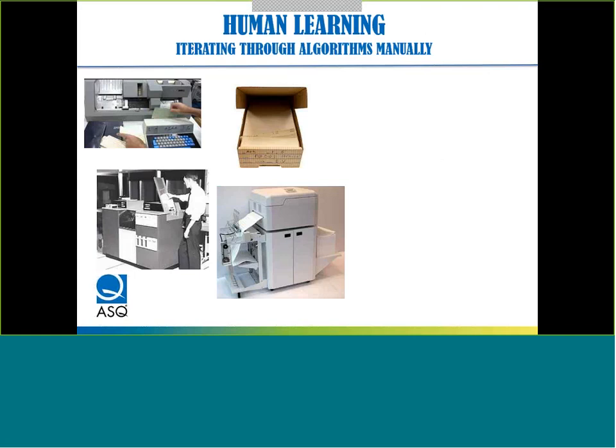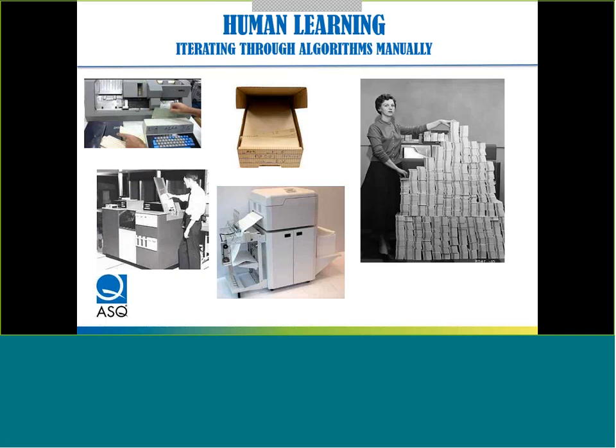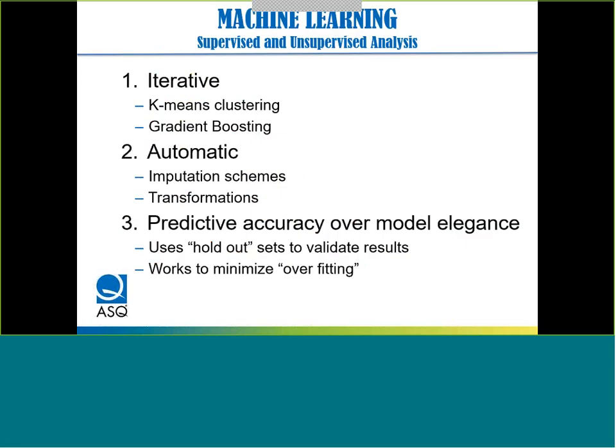Machine learning. Human learning, this looks like me back when I was doing my master's thesis. There's the cards for a simple regression program. Just kidding. Well, not really. But it gives you an idea of what we went through in human learning, trying to iterate through algorithms manually. So now machine learning: supervised and unsupervised analysis. Supervised meaning you have a predictor variable. Unsupervised means you're just doing things like looking through the data and exploratory data analysis. So unsupervised is exploratory, supervised is predictive.